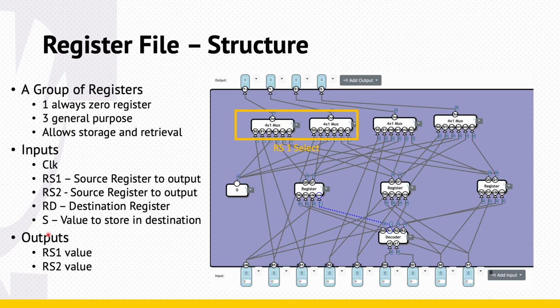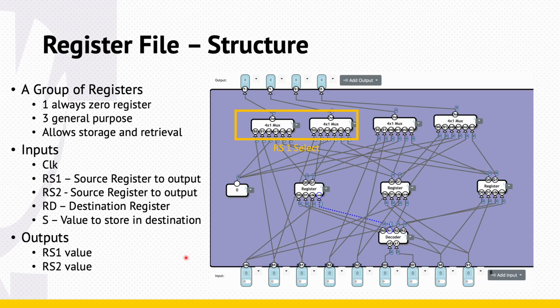The outputs of this register file are going to be the values that are stored in RS1 and the values that are stored in RS2. So thinking about this, we have 2 bits that we're going to use to select RS1, and then the value is going to get output here. So what that means is if we have 2 bits that we can use to select one of our registers in this register file to then output into RS1, that means that at most we can have 4 registers.